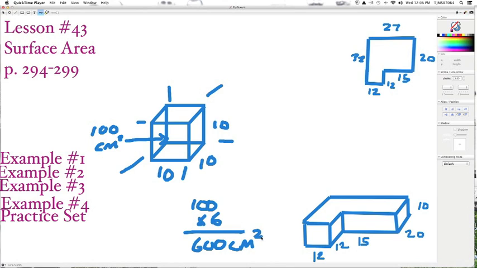Now, when we're talking lateral surface area, lateral means everything except the top and the bottom. So now we take the 100 times 4 instead of 6. The 4 being the front, the back, the right side, and the left side. So lateral surface area, no top, no bottom. Now we're at 400 centimeters squared. Remember, it's squared because we're thinking in terms of flat and we're not thinking in terms of volume.